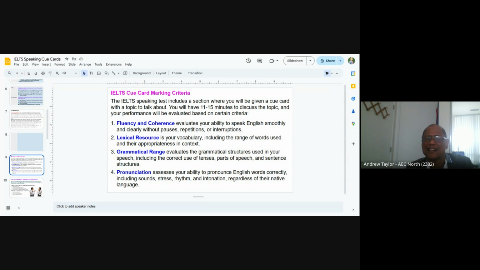And then number 2, lexical resource is your vocabulary. They're listening to your vocabulary, including the range of words used and their appropriateness in context. I was talking to one student, an IELTS student who contacted me yesterday, not from your class, and he told me that he got low in speaking because he used, I think, 3 words that when he translated in his language, it was correct.